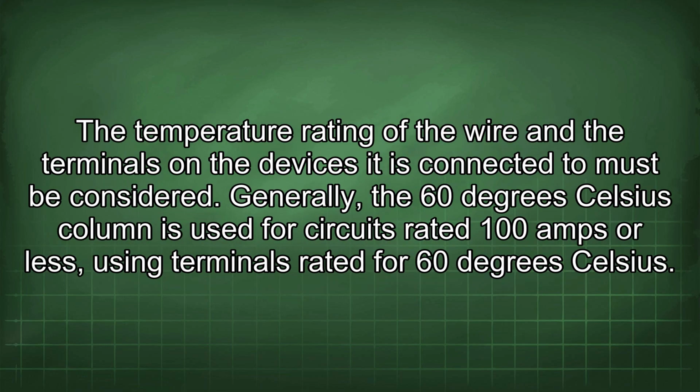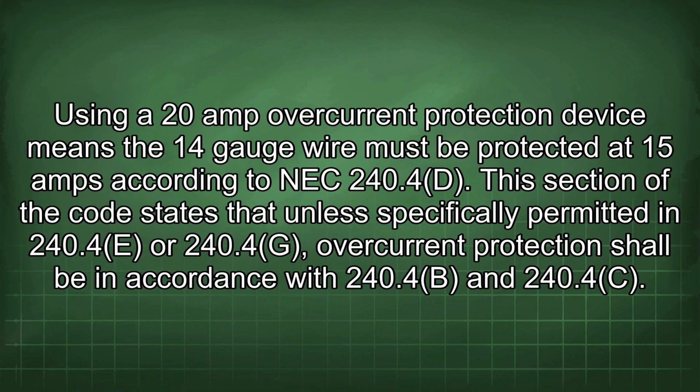The temperature rating of the wire and the terminals on the devices it is connected to must be considered. Generally, the 60 degrees Celsius column is used for circuits rated 100 amps or less, using terminals rated for 60 degrees Celsius. Using a 20-amp overcurrent protection device means the 14-gauge wire must be protected at 15 amps according to NEC 240.4(D). This section of the code states that unless specifically permitted in 240.4(E) or 240.4(G), overcurrent protection shall be in accordance with 240.4(B) and 240.4(C).